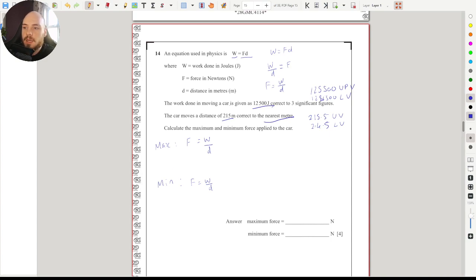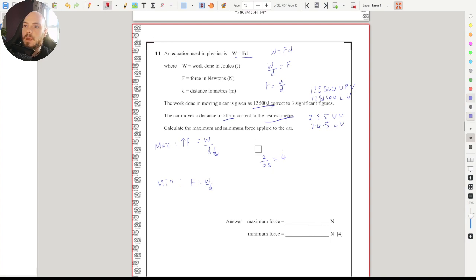So let's think about if we wanted the maximum force. Now distance, it divides. And if we divide by a bigger number, our answer would be smaller. So we would want to divide by a smaller number. So say for example I had 2 divided by 1. My answer would be 2. But if I divide by a smaller number, so 2 divided by 0.5, that would give me 4. So if I have a smaller distance, that would increase my force. Just as an example.